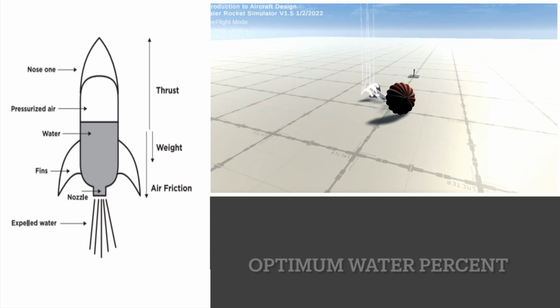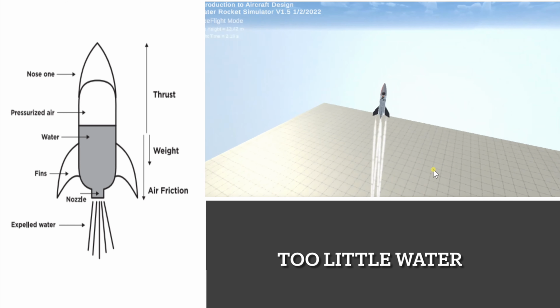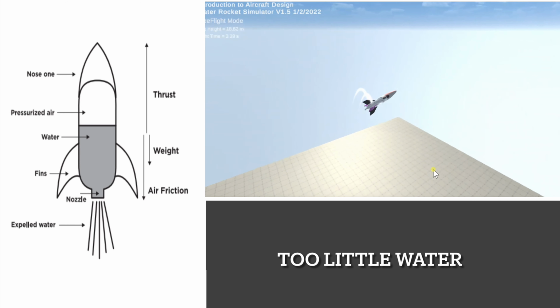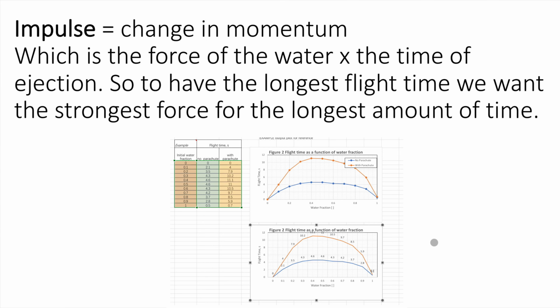as the mass of the water is relatively small. If the fraction of water is too large, the rocket will be too heavy to achieve sufficient acceleration at launch, where thrust is highest. We found that the optimal water fraction for a 2-litre bottle is around 0.45.